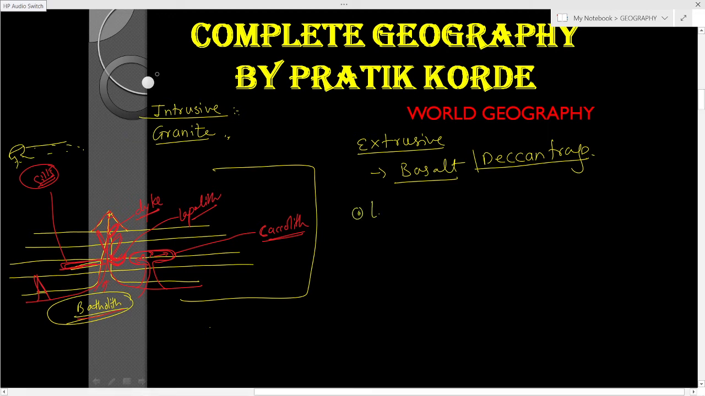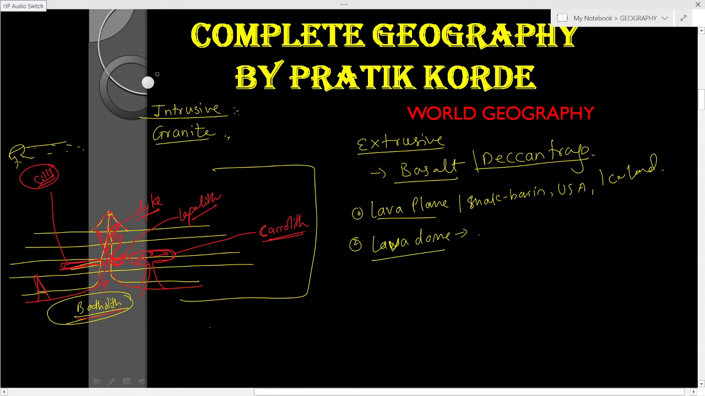The first is lava plain, which is also called basaltic plateau. For example, Snake Basin in USA, and Deccan Plateau in India, and Iceland is also an example of lava plain. Second is lava dome or shield volcano.